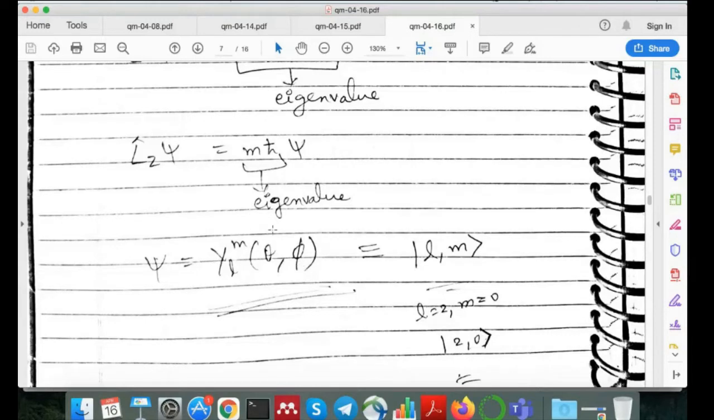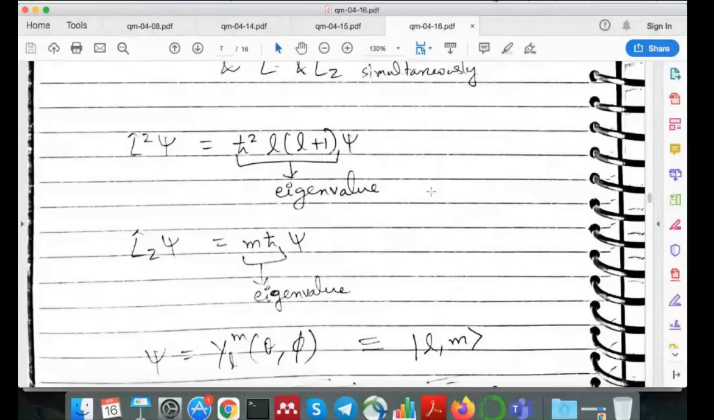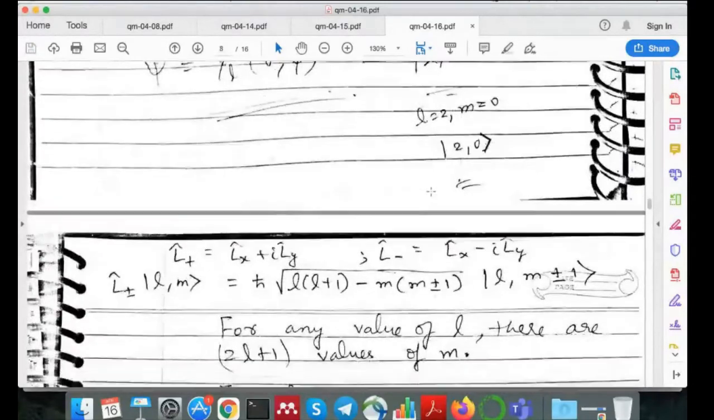So sometimes you don't always want to write this, and you want to use the matrix algebra method to deal with all the operators and the eigenvalues and eigenfunctions, and also you write it in the ket format. And the ket format would be L comma m. Okay, so these are the properties of these angular momentum operators.